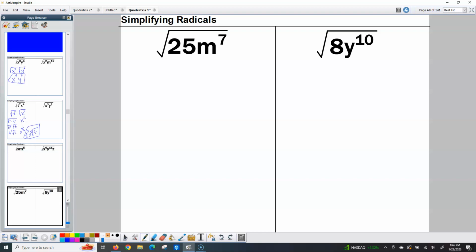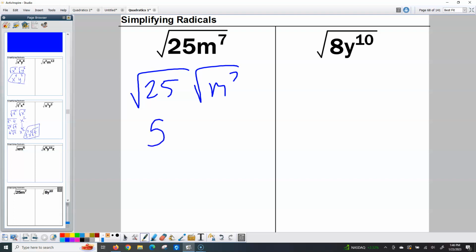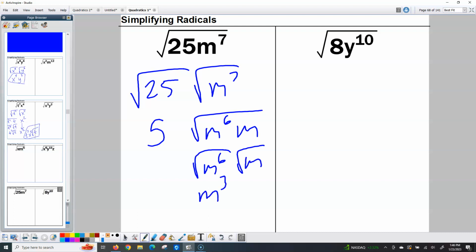Got numbers now. So I got 25 m to the 7th. Going to separate it. I know the square root of 25, that's just 5. And m to the 7th, I'm going to rewrite as m to the 6th times m. Separate them. That would be m to the 3rd, square root of m. Everything that's on the outside, I'm going to put together: 5m to the 3rd. Everything on the inside, I'm going to put together.